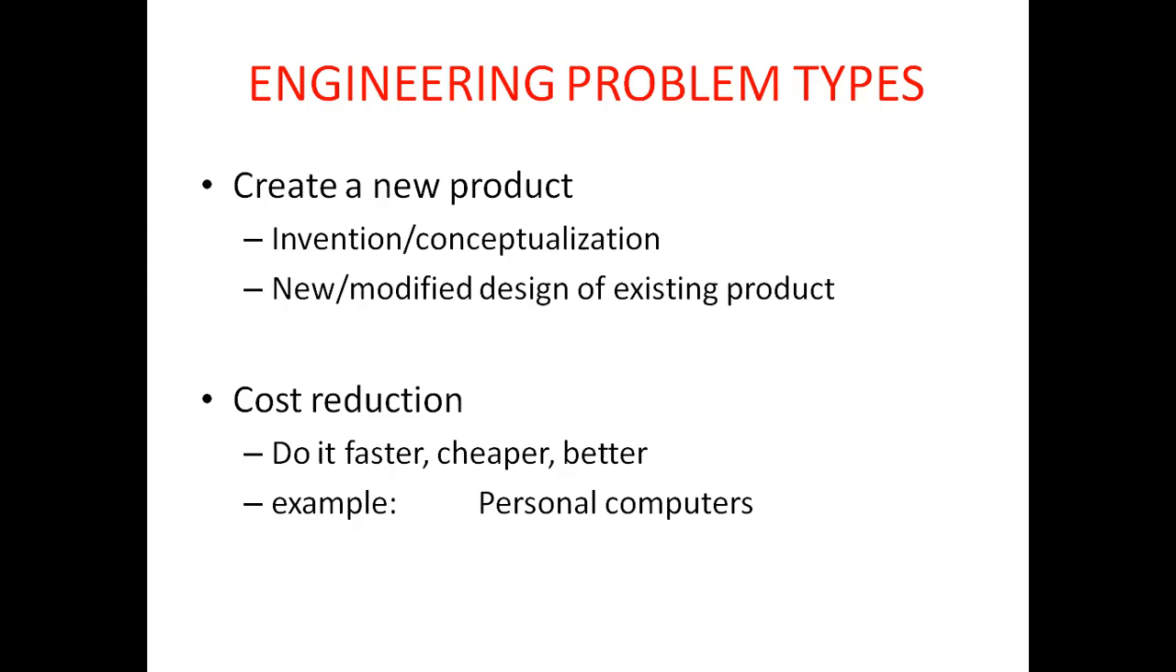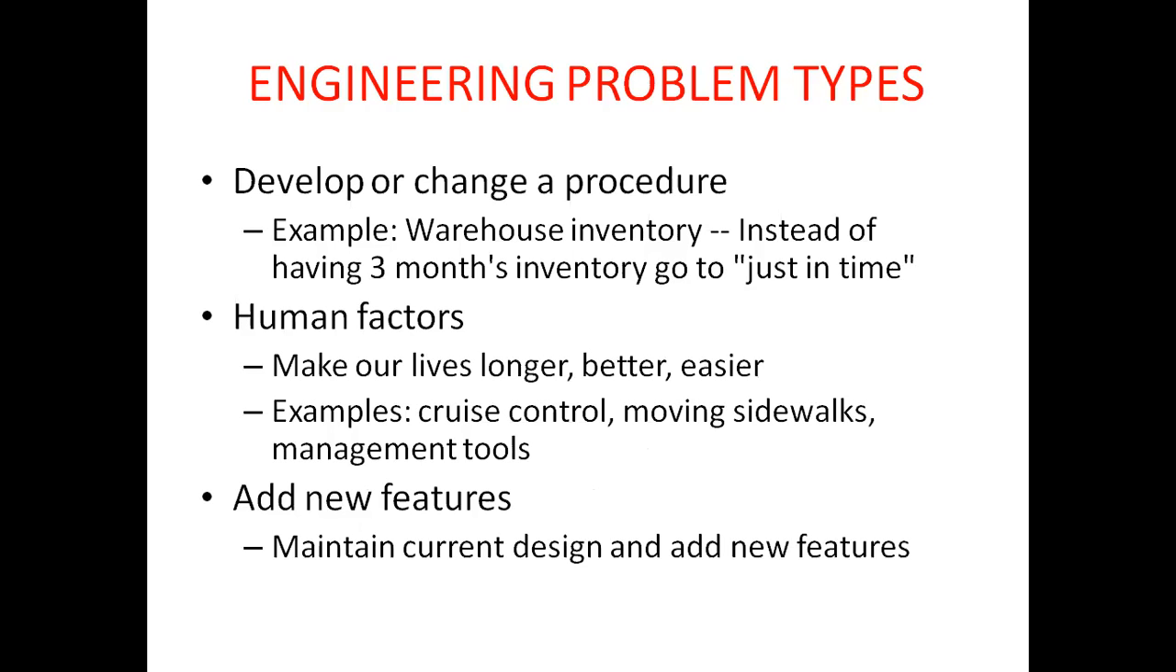Okay, here an example is a personal computer. For a personal computer you have to reduce the cost, or improve its performance. You can optimize your personal computer by using this. Next, development or change of the procedure. Example, warehouse inventory. It means developing and changing the procedure.